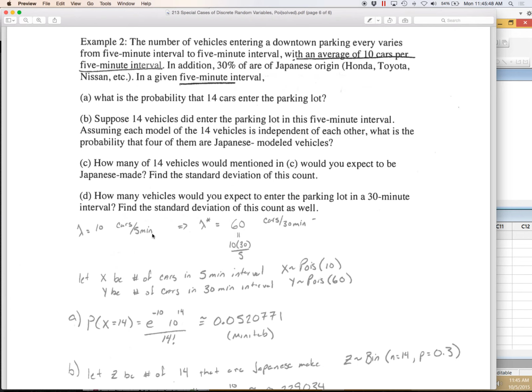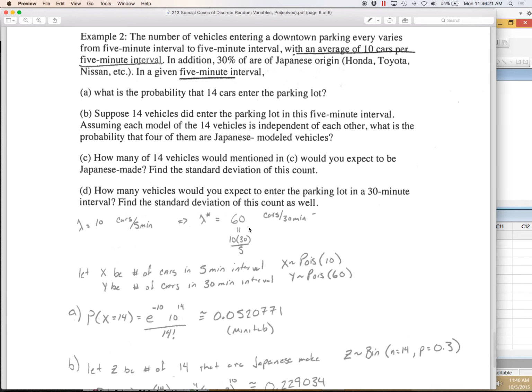The other way of thinking about it is, how many 5-minute chunks go into a 30-minute period, and you can just multiply 10 by that. Sorry, what's 30 divided by 5? There would be 6 5-minute chunks in a 30-minute period. So it would be 10 times 6, or 60 cars. Either way, you could find out that we would expect 60 cars in a given 30 minutes.